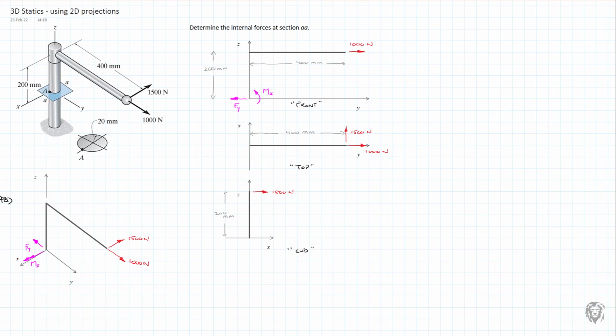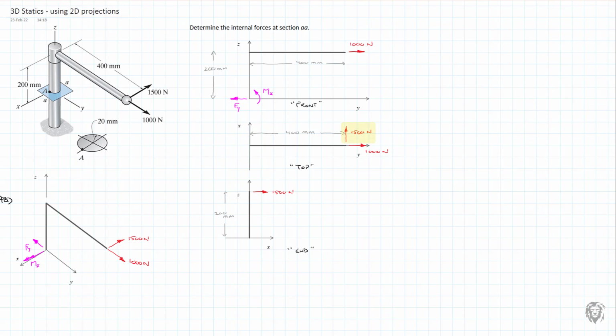Now we see our 1,000 newtons, but we've already taken care of the translation from it, so we don't want to do it again. We don't want to add multiple images of the same thing, so we only want to get one of the components. Having already done that, we're not going to do that. We're going to look again at our 1500 newtons.